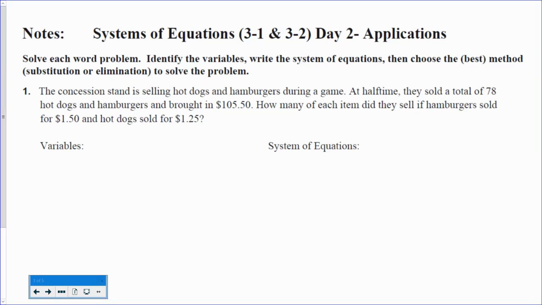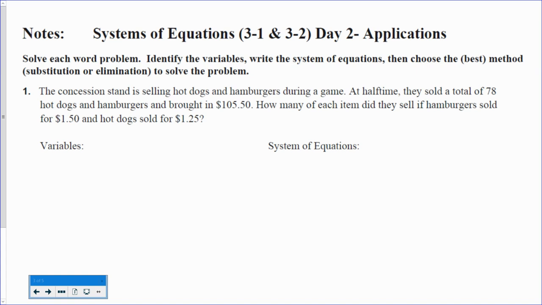Okay, today's lesson will be our second day talking about 3.1 and 3.2, and this is going to be doing applications of our systems of equations. So we're going to be setting up word problems and then solving algebraically with either substitution or elimination. So we have three word problems that we're going to take a look at.